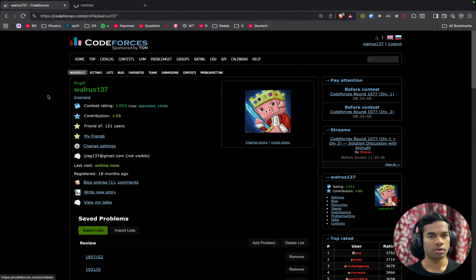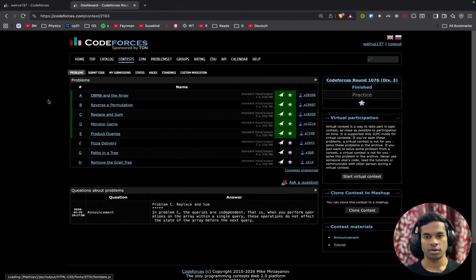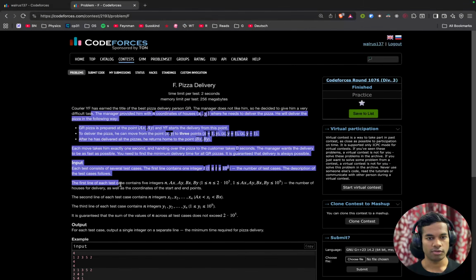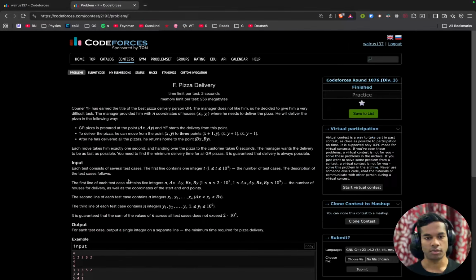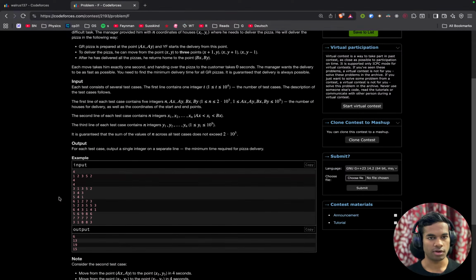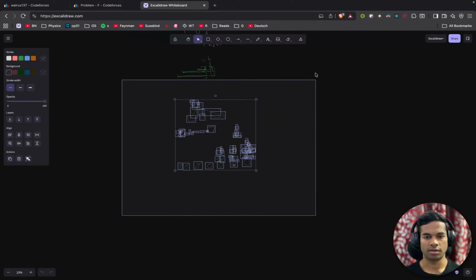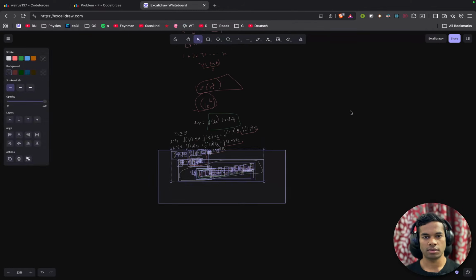Before moving there, in the last contest, this one, there was this problem, pizza delivery, which we were not able to solve. Yep, so let's do this now. We had to figure out a way, like, yes, in this we had a coordinated space.